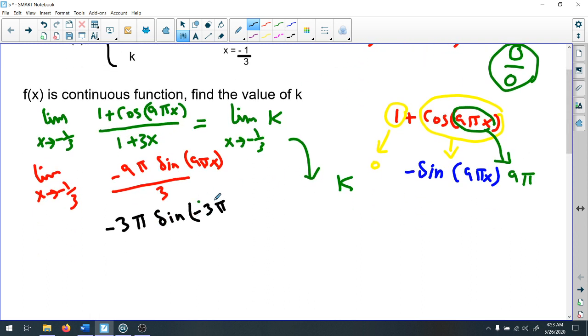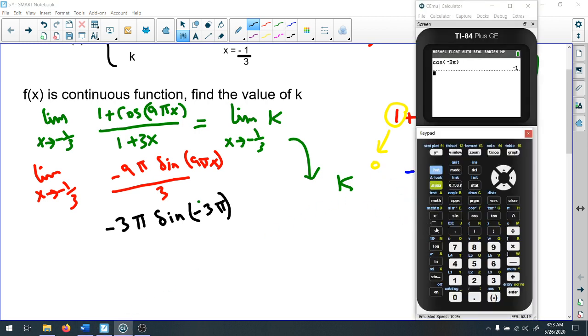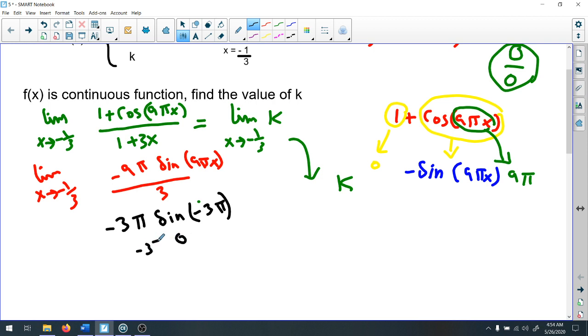We still have to calculate sine of negative 3 pi. It will be 0, as you see. So this is 0 times negative 3 pi. Negative 3 pi times 0 is 0. Left side is 0, and right side is k. So finally, the value of k is 0.